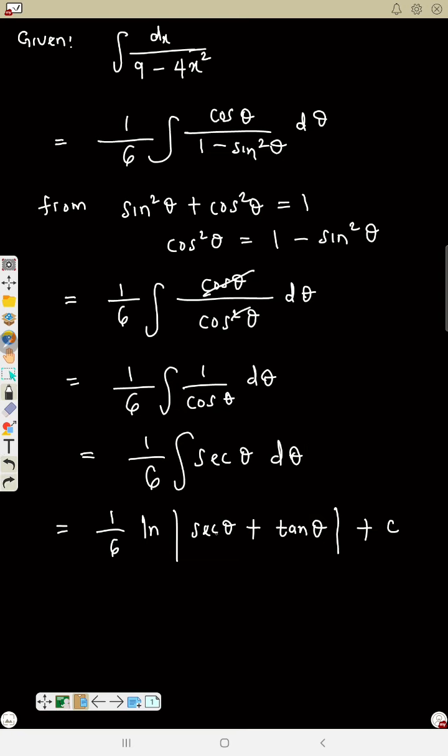So now how can we go from here? That means we need sec theta and we also need tan theta. So let me clear this so I can show that part.